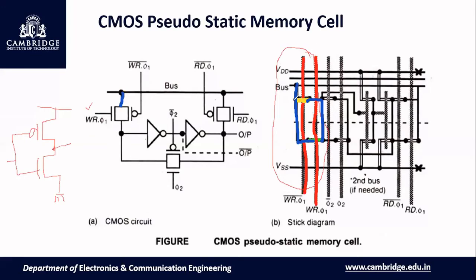Can you make out? So this is the stick diagram for transmission gate. The first transmission gate you can make out. And in the second transmission gate, you can see here phi 2 is the control signal for NMOS, phi 2 bar is the control signal for PMOS. That is drawn here.